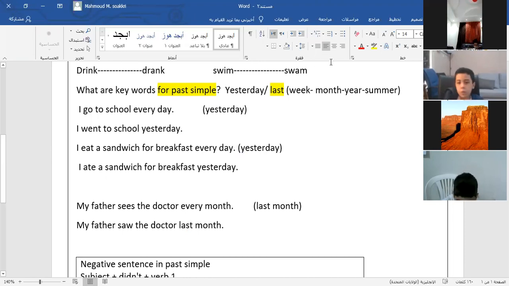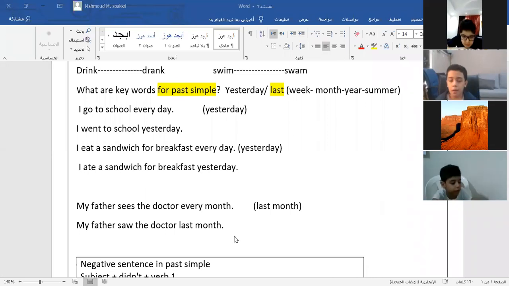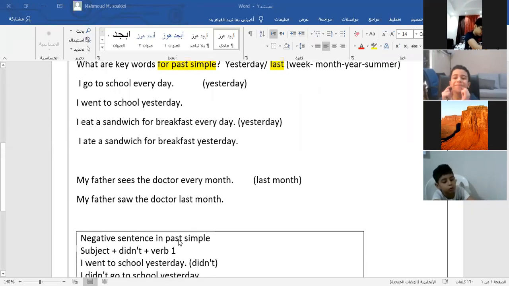Now, students, let's move to something else in past simple. If we want to make negative, let me ask you, what is the meaning of negative? Does negative mean yes or no? Let me ask Mustafa Hani. What is the meaning of negative sentence? Negative sentence means yes or no.